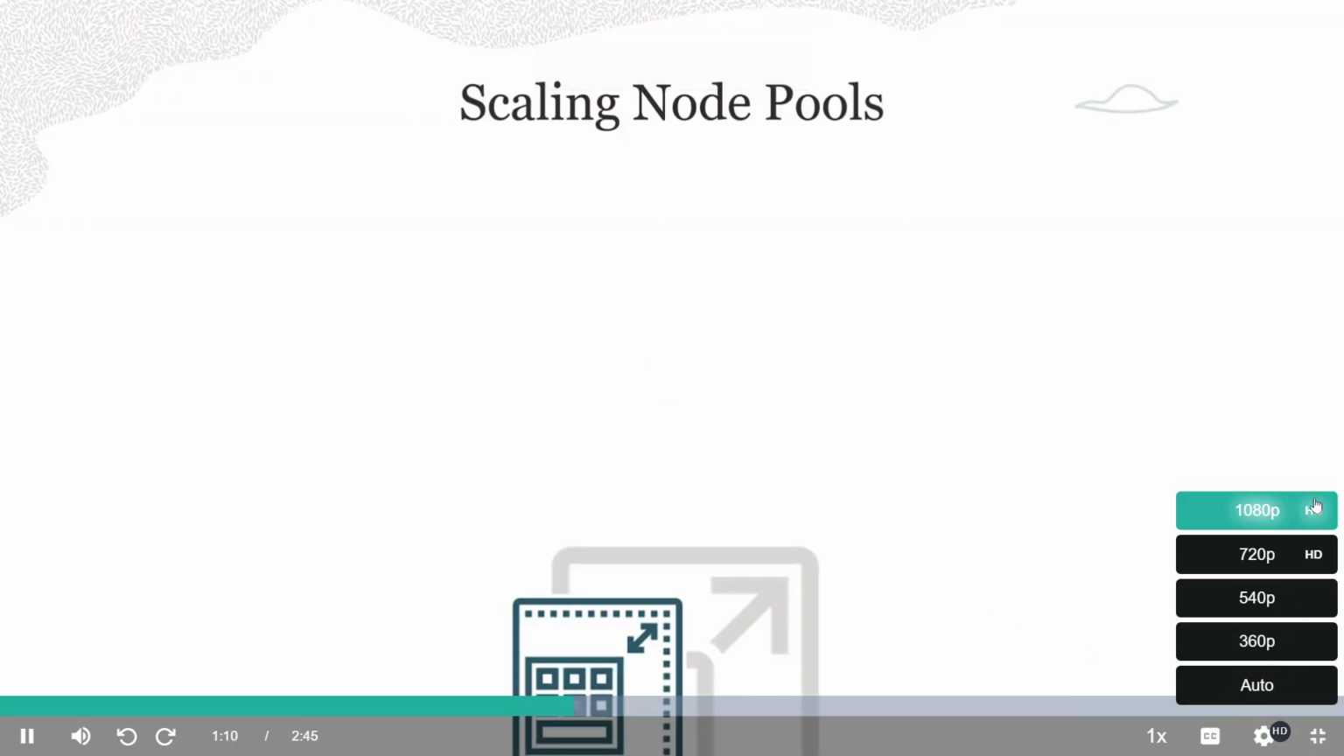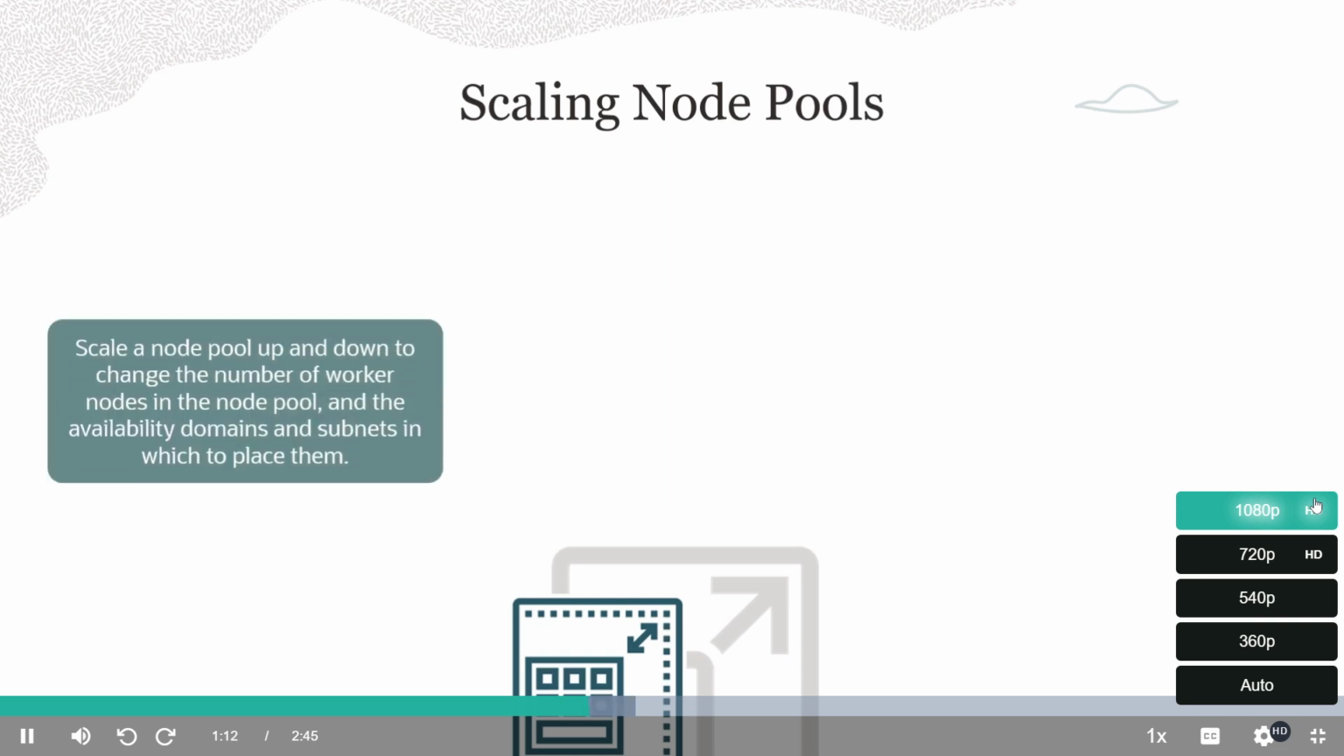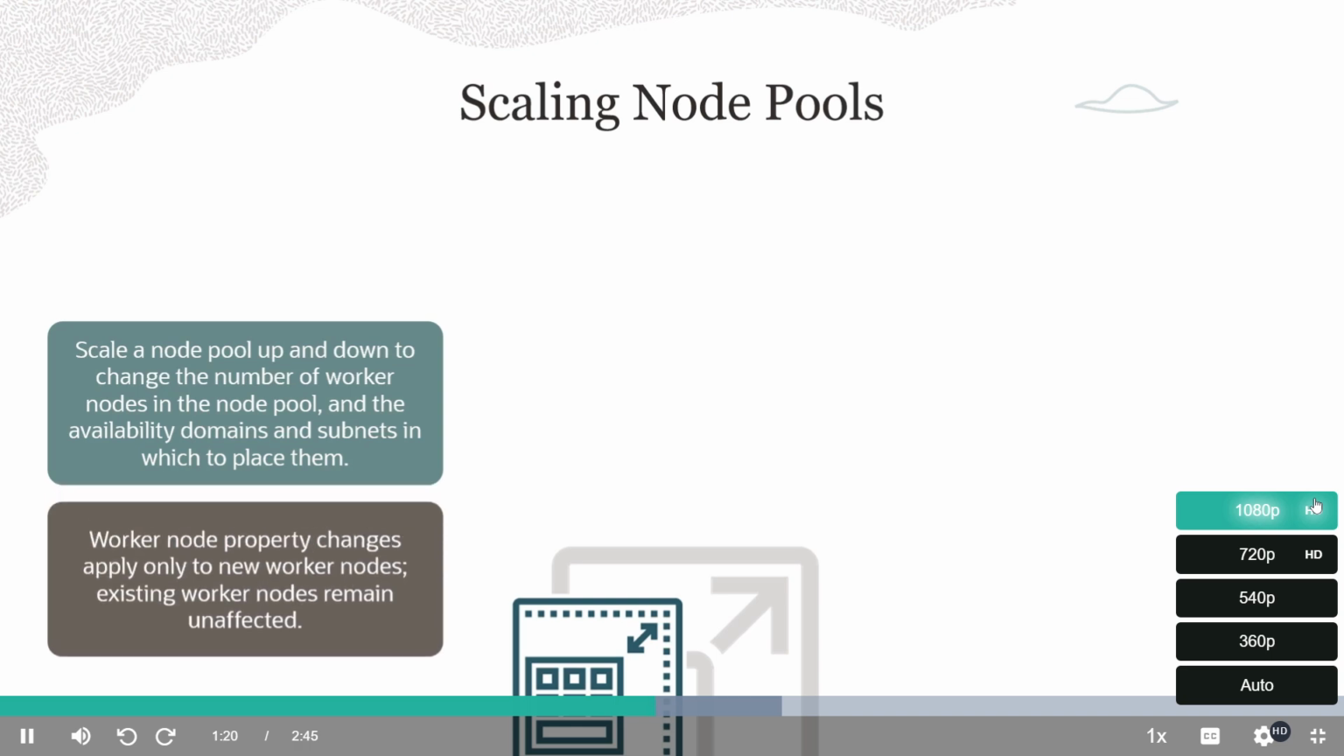First up, scaling a node pool involves adjusting the number of worker nodes along with their placement in different availability domains and subnets. Remember, any changes made to worker node properties exclusively impact new nodes. Existing worker nodes remain untouched.